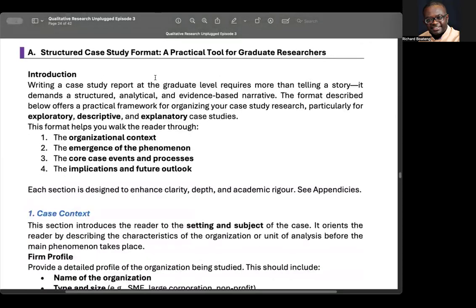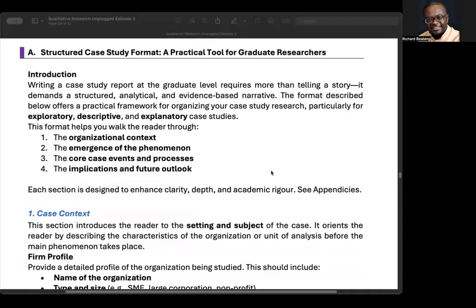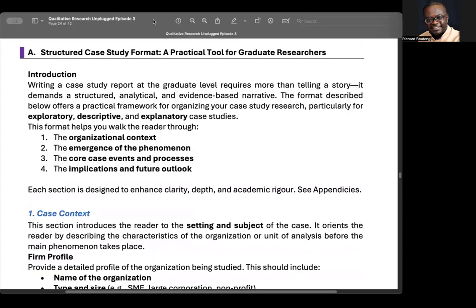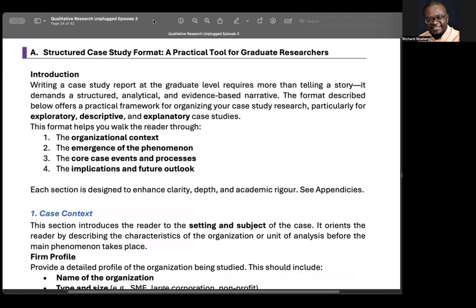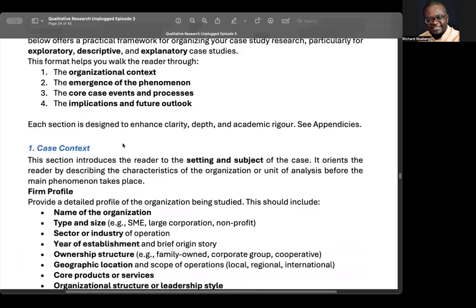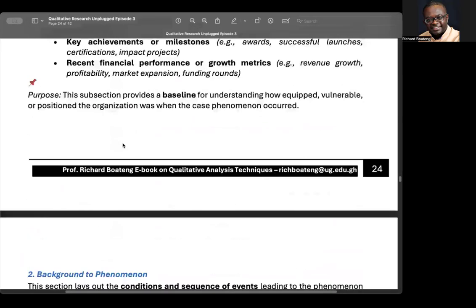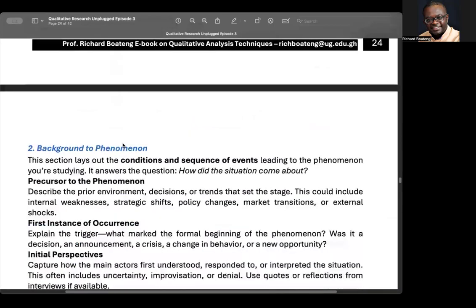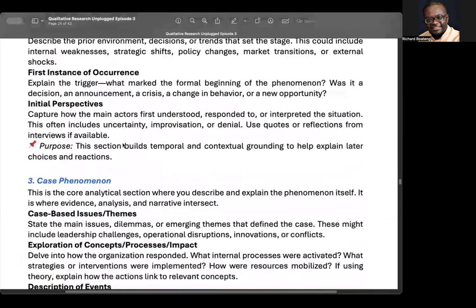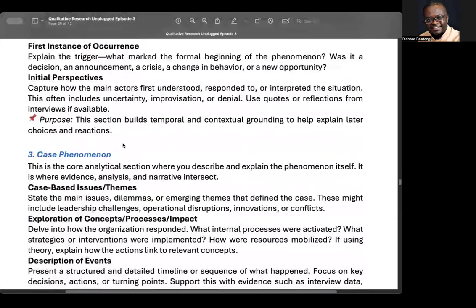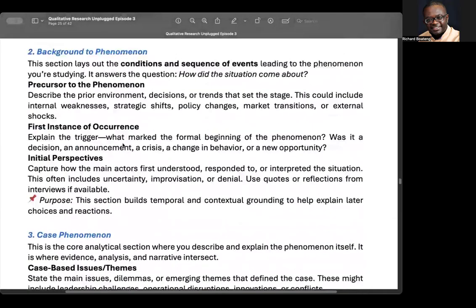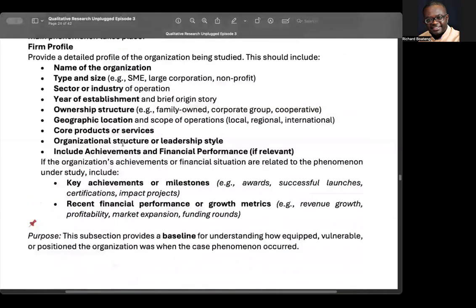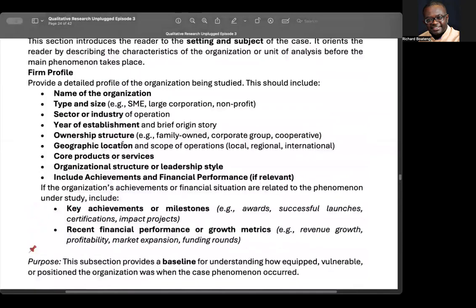For doctoral students, it's incredibly useful because it helps ensure clarity, coherence, and completeness in their write-up. How does it help? It guides the student and the reader systematically through, first, the organizational context. Second, how the phenomenon under study emerged. Third, the core events, processes, and issues of the case itself. And finally, the implications and future outlook. It really helps students move beyond just unstructured storytelling and encourages a much more analytical, evidence-based approach that integrates data and theory effectively. It aligns well with what examiners and journals expect in terms of rigor and structure.